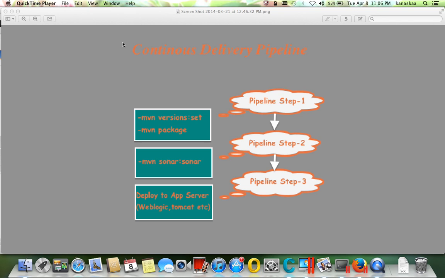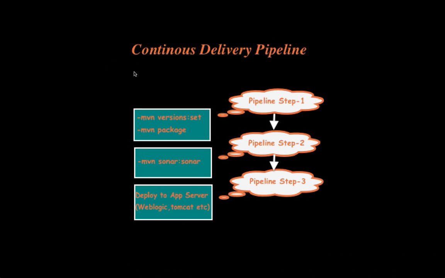So before going to the demonstration, let me explain how I have done my setup. As you can see here, there are 3 steps. In the first step, once I check out my code in my first job, I'm setting the version to a release version, and then I'm running mvn package so that I'll get the artifacts. In this case it would be a WAR artifact.